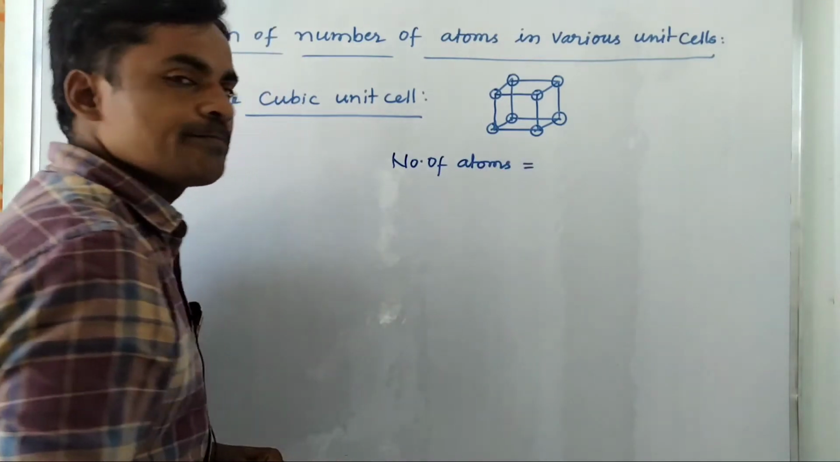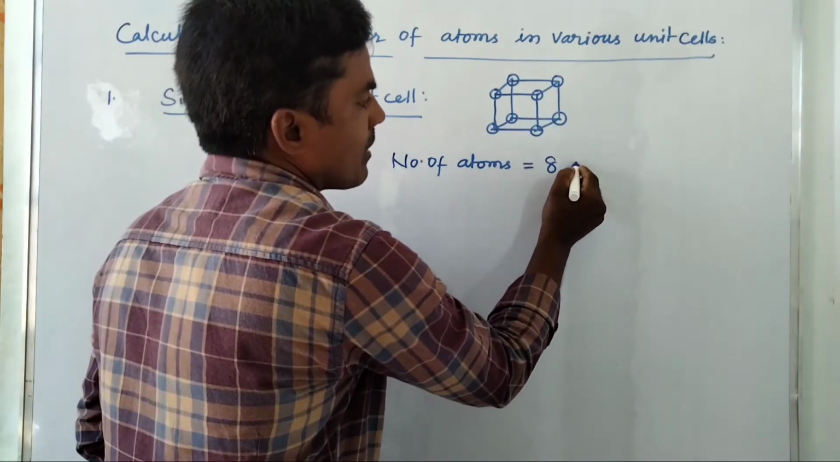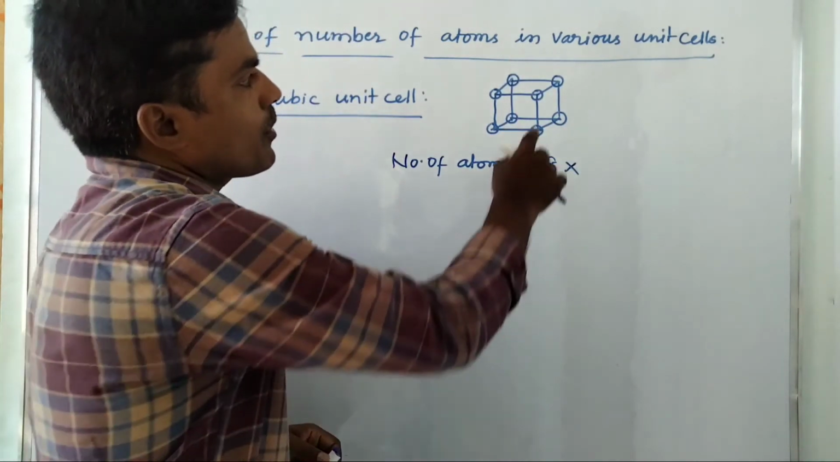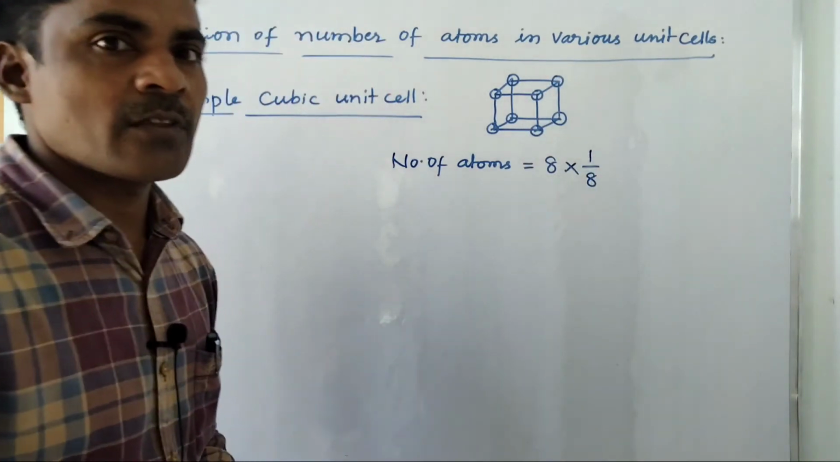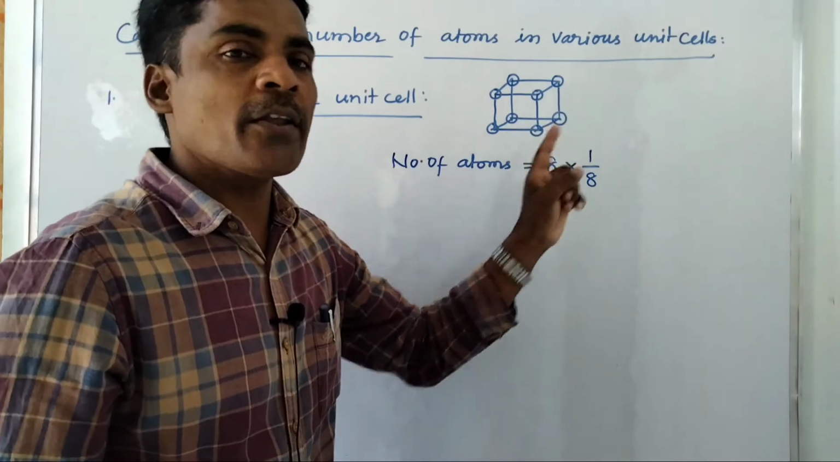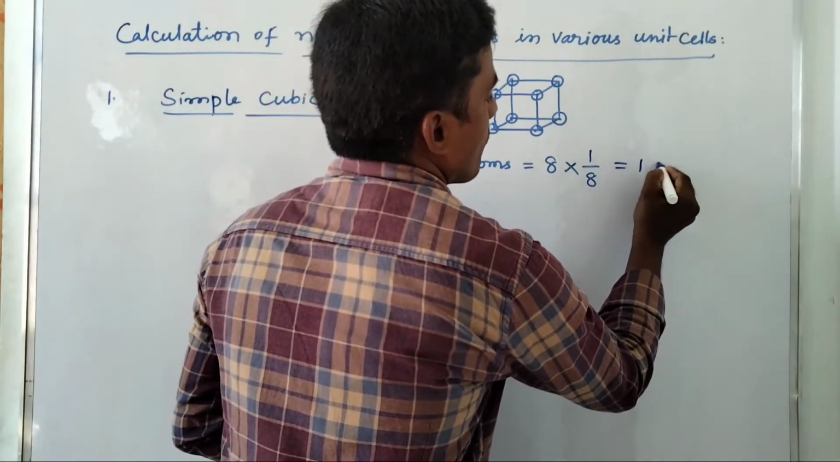So the number of atoms equals: how many corners are over here? 8 corners, into the contribution of a corner atom per unit cell, which is 1 by 8. So that will be 1 atom.